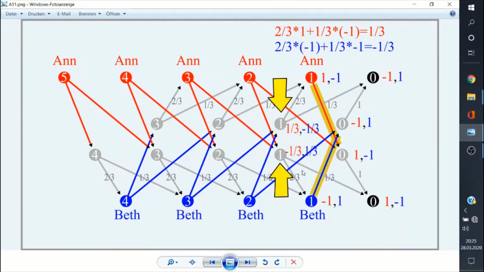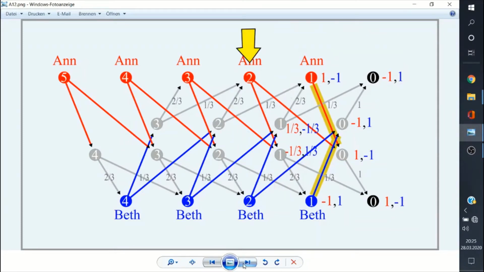We can do the corresponding calculation for this random position. We get payoffs of negative 1/3, 1/3. Again, the first one is for Anne, the second one is for Beth. The same kind of calculation, I don't really show it again. Next we look at this position.